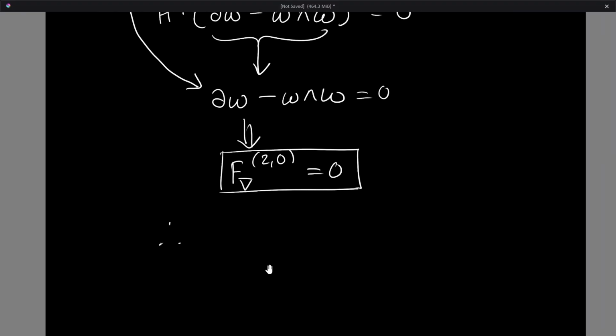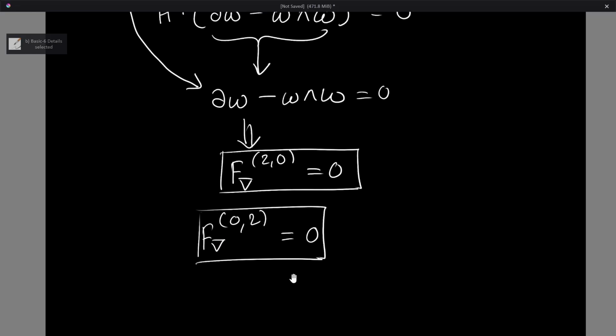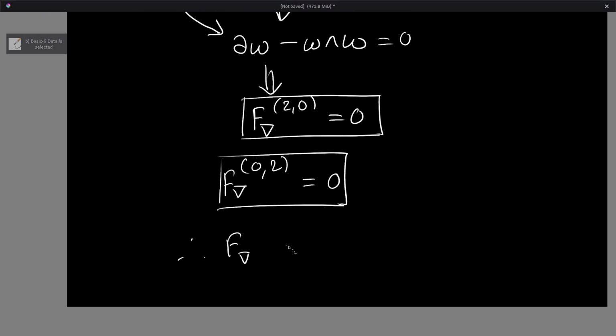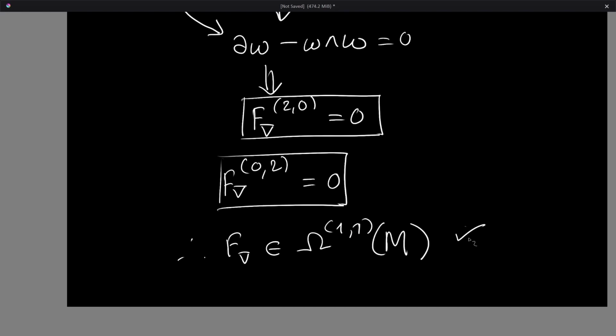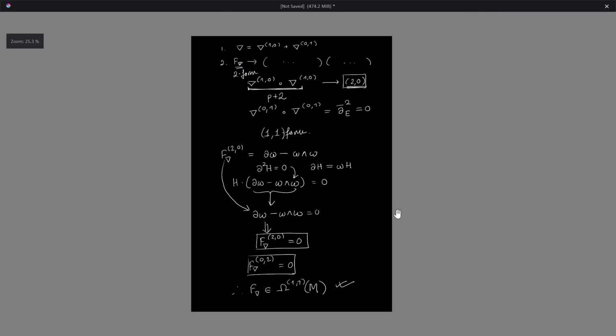which means that, and we already showed that f nabla 0,2 is equal to 0, so therefore f nabla is an element of omega 1,1, and that was the big result. This is the theorem. That was the proof overall. So that concludes our look into Riemannian manifolds. We've looked at all of the structures that we need in order to start talking about Kähler manifolds, especially the Kähler form. So next time we're going to look at that.